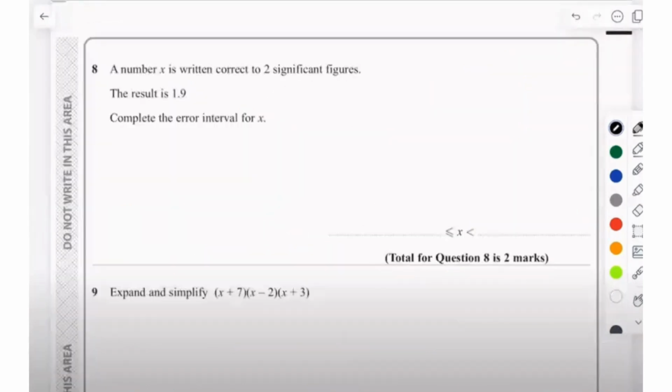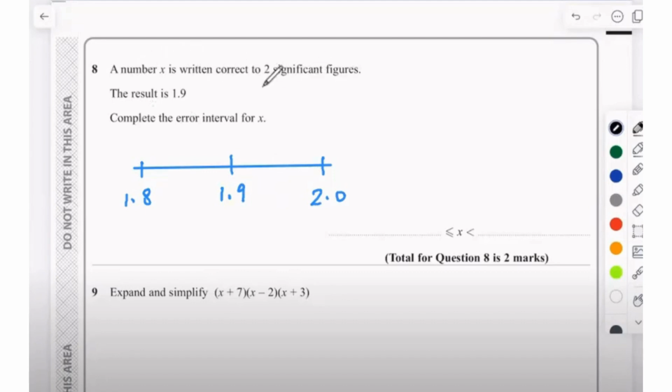Question 8 says the number x is written correct to two significant figures. The result is 1.9. Complete the error interval for x. So if you draw a number line, we know 1.9 is the result. There's a number before it and a number after it. A number before 1.9 is going to be 1.8, and after it is going to be 2.0.